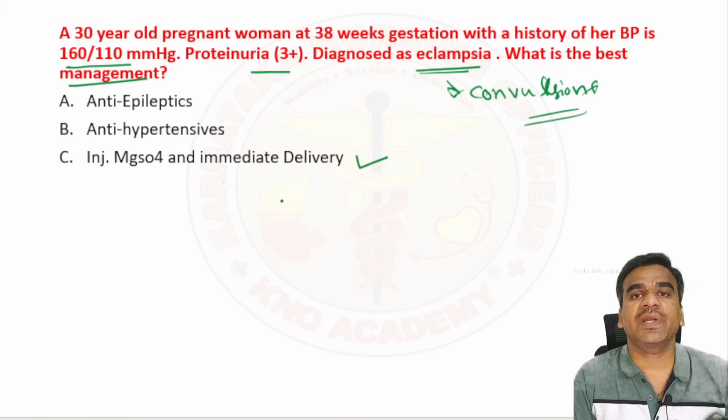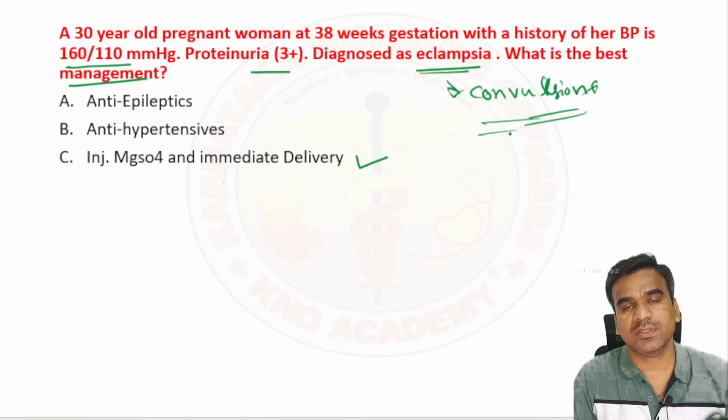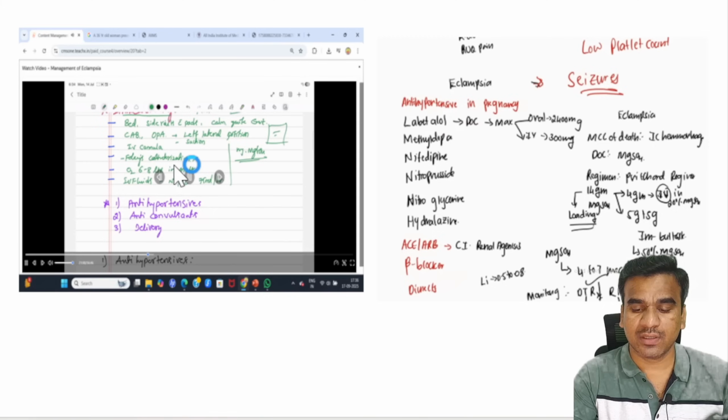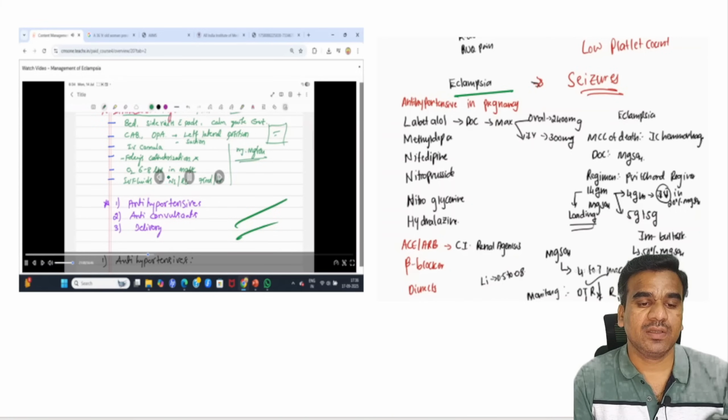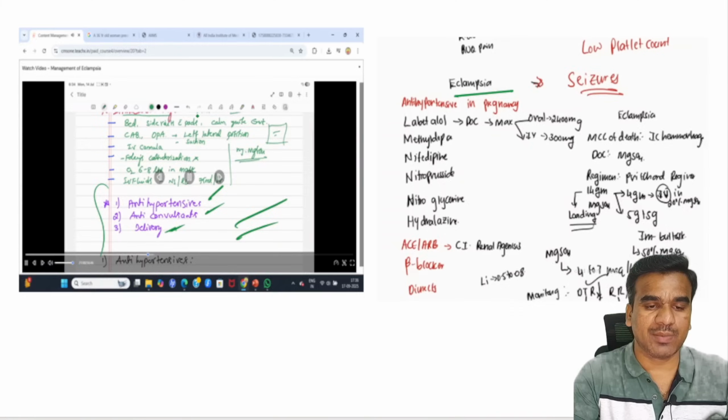Irrespective of gestation, we have to deliver the baby. There is no waiting after convulsions; once convulsions come, we have to deliver immediately. The drug of choice for eclampsia is injection magnesium sulfate. How much dose to give, everything I have explained in the KNO Academy. These notes also we can see, on hypertension. First we need to administer antihypertensives, anticonvulsants and delivery; both at a time we have to do. This we have done in the KNO Academy app.